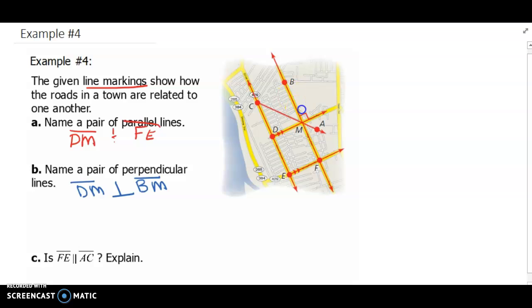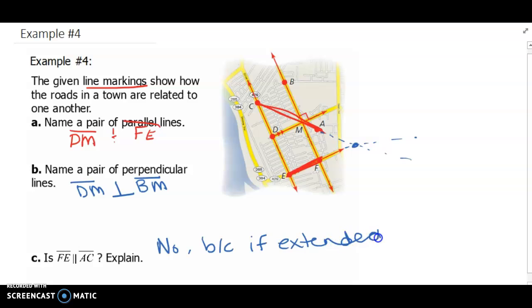Now part C, it says, is FE, which is right here, parallel to AC, which is right here? Well, the answer here would be no, it's not. Now, if you look on here, they are coplanar, and they don't intersect on this, but if we were to extend this out and extend this out, they would eventually intersect. So I'm going to say no, because if extended, they would intersect.